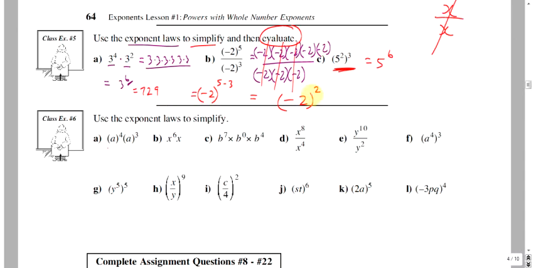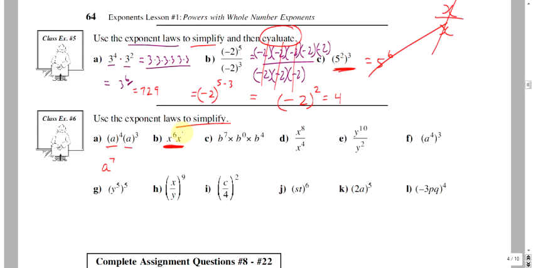Okay, -2 squared. This one we can do in our head. -2 times -2, positive 4. 5 to the 6, that's too big. Who cares? All right? These ones, just simplify. Because I can't evaluate this. I don't know what A is. Okay? Multiply with the same base, add the exponents. Multiply with the same base, add the exponents.